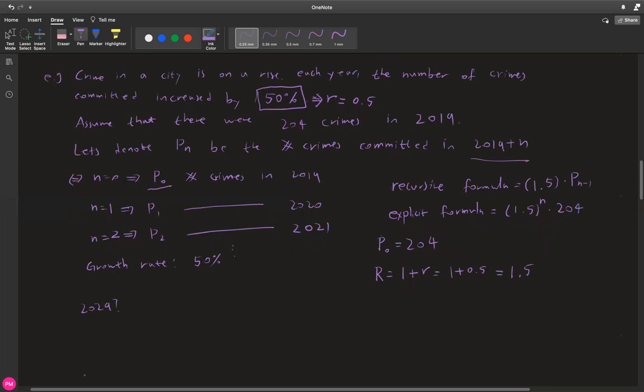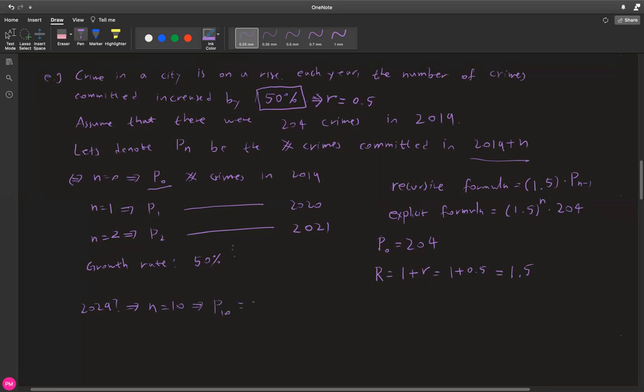So in 2029, what is the n? What's the generation in 2029? Knowing that we have defined the year as 2019 plus n, this is simply saying that n is 10. In other words, this is 10 generations after the initial population. So after 10 generations, simply this is saying P sub 10.